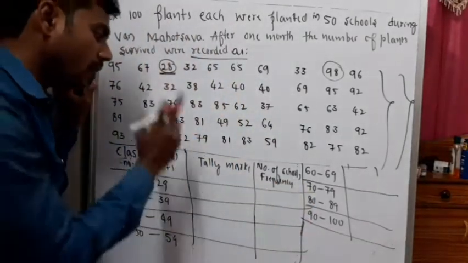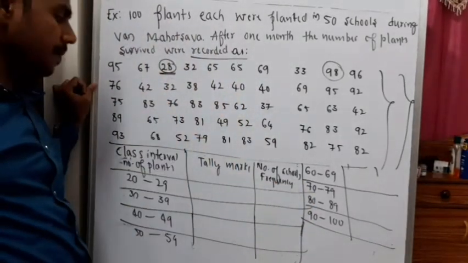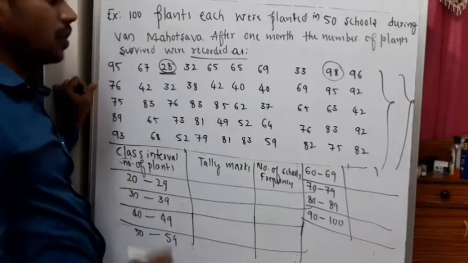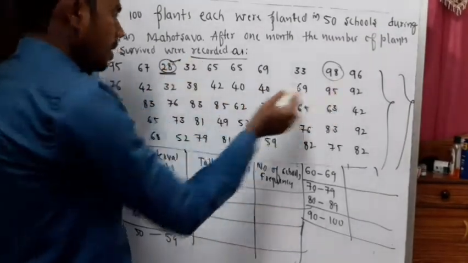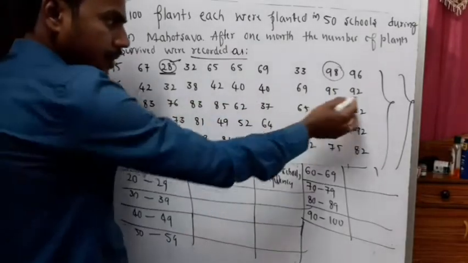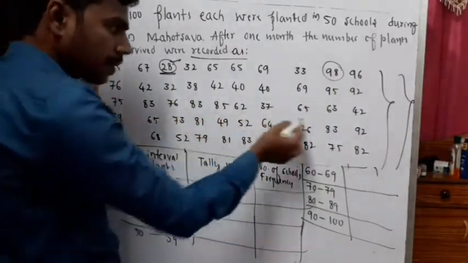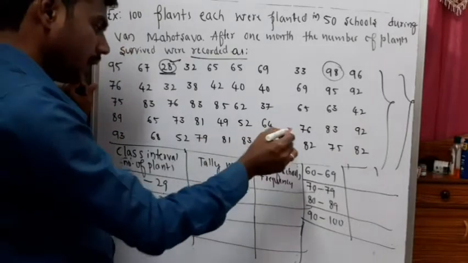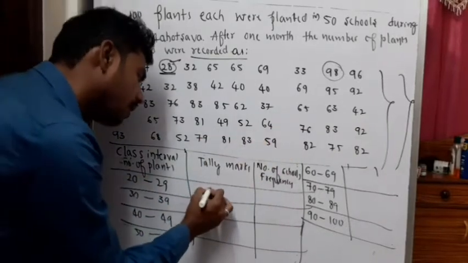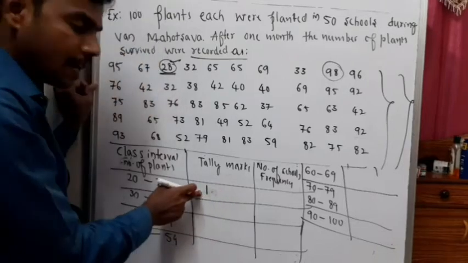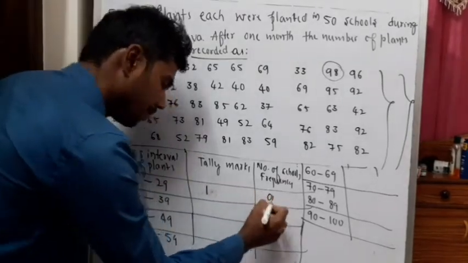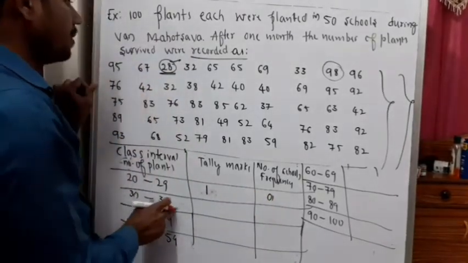So in what way do we conduct tally marks? See, in between 20 to 29, how many are there? 1. Look at it, in between 20 to 29, only one school is there. So one count is there. This is the tally count. Frequency is 1.